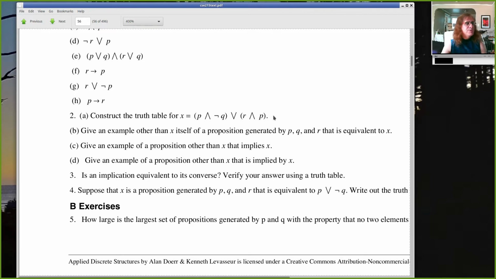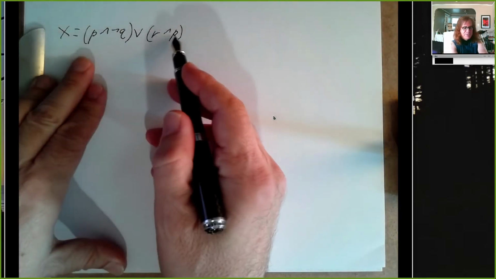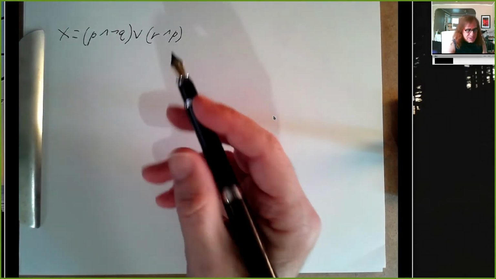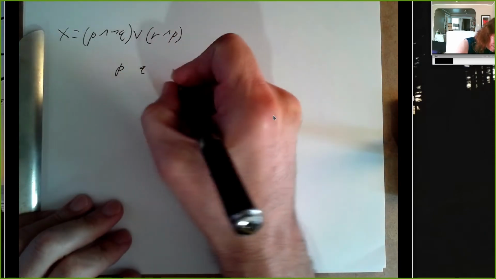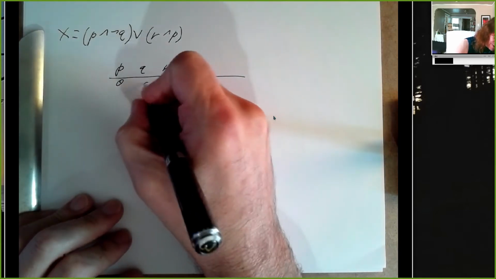Give an example other than X itself of a proposition that is equivalent to X. Okay, so we want some expression which has the same truth value as this in all cases. Let's go ahead and do the truth table. And I'm going to switch to zeros and ones.